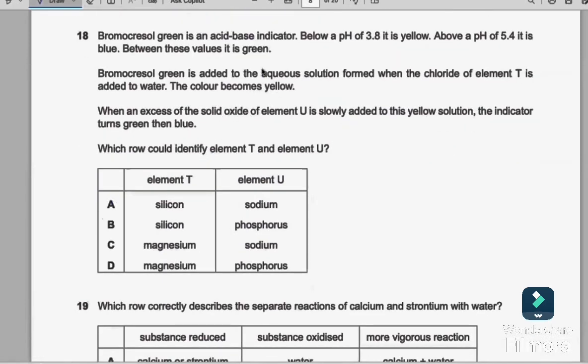So here, question number 18. Bromocresol green is an acid-base indicator. Below the pH of 3.8 it is yellow. Above pH 5.4, it is blue. Between these values, it is green.